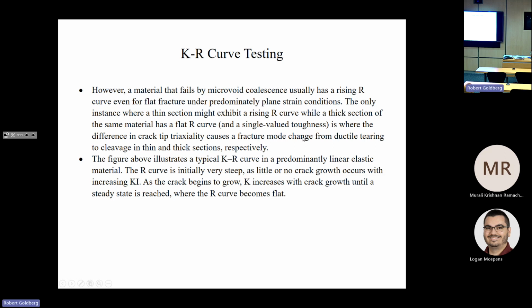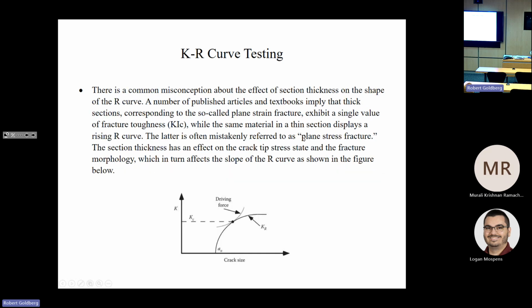But there are also some materials that have a rising R curve even for flat fracture under predominantly plane strain conditions. The only instance where a thin section may have a rising R curve while a thick section has a flat R curve is where the difference in the crack tip triaxiality causes a fracture mode change from ductile tearing to cleavage. So this figure illustrates the typical KR curve for a predominantly linear elastic material.